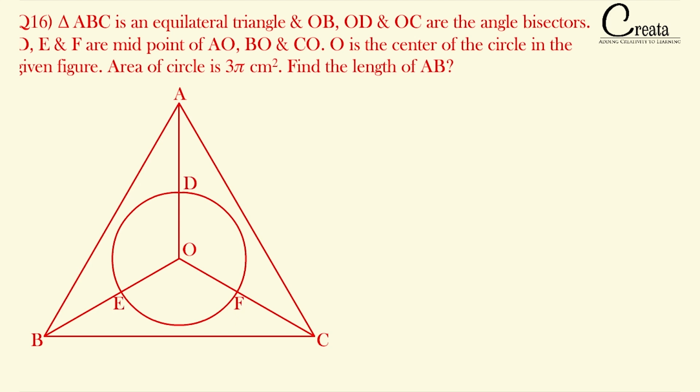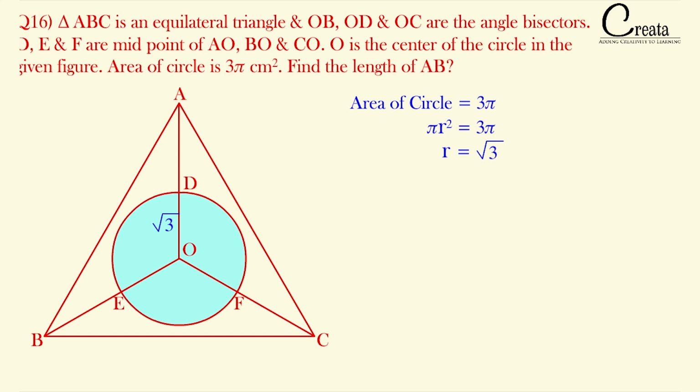Moving further, the area of the circle is given as 3 pi centimeter square. And we know the area of the circle is pi r square. So we can write pi r square is equal to 3 pi. On solving, we got the radius of the circle as root 3. Note that this radius is not the inradius. We cannot apply the formula of inradius inside the equilateral triangle. This is a general circle inside the triangle. It is not touching any of the sides of the triangle. So it is only a small circle inside the triangle.